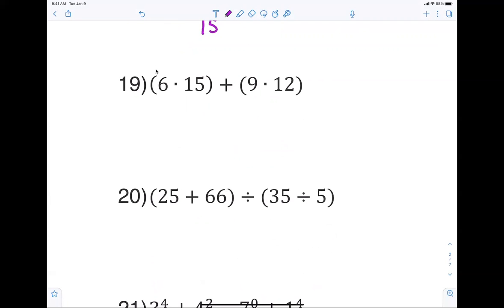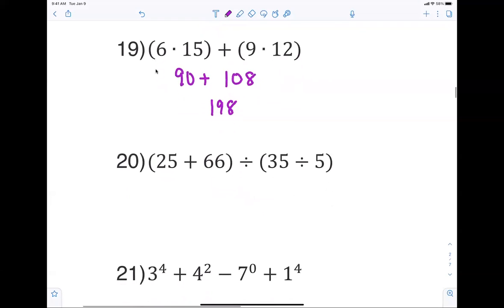Which is 6 times 10, 6 times 5, added together. I don't want to hear it from anybody else. I want him to do it. What's 6 times 10? 6 times 5. 30 plus 60. 90 plus. What's 9 times 10? 9 times 2. 90 plus 18. I didn't hear you. Yes. 108. 108 plus 90. 198.